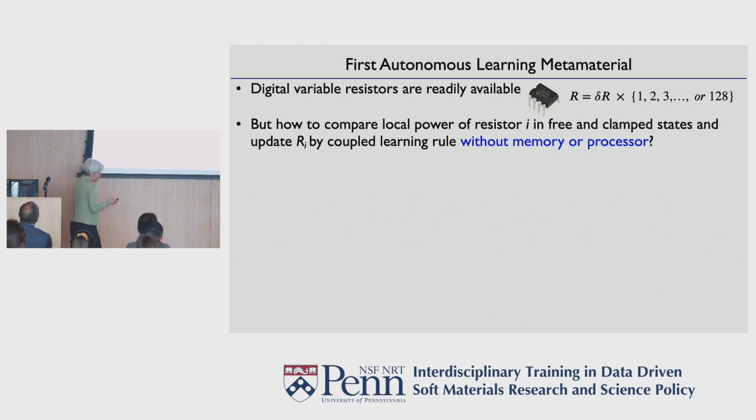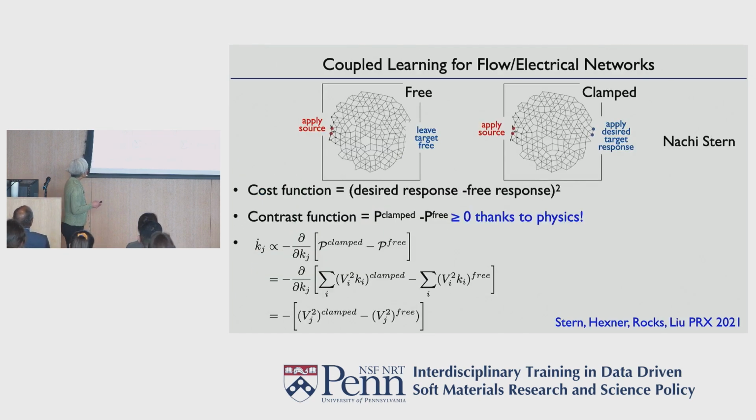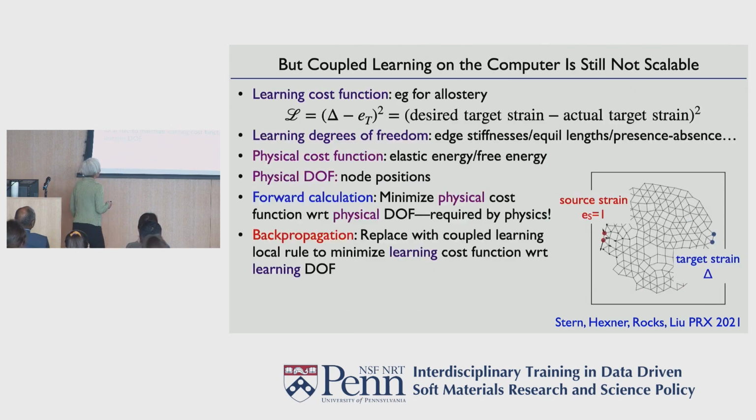But the problem is, if you look back at this coupled learning rule, you need to compare the voltage under the clamped condition with the voltage under the free condition. Those are two different boundary conditions, and you can't apply two different boundary conditions at the same time. So how do you get around that?